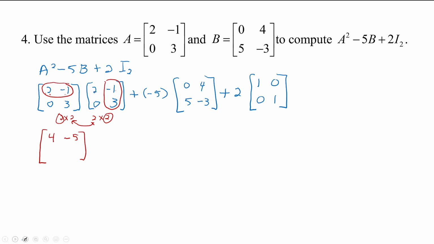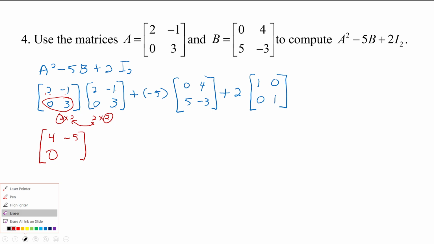Okay, we move on down to the second row in the first matrix. And we're going to multiply that second row in the first matrix times the first column in the second matrix. So we have 0 times 2, which is 0, plus 3 times 0, which is 0. 0 plus 0 is 0. We move over to the second column in the second matrix. So we're taking the second row in the first matrix times the second column in the second matrix. 0 times -1 is 0. Plus 3 times 3 is 9. 0 plus 9 is 9.